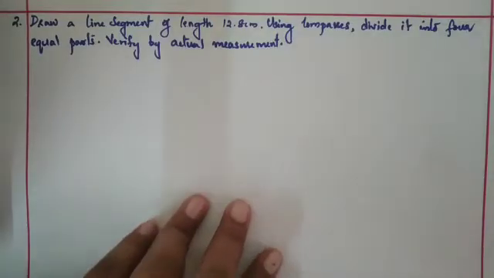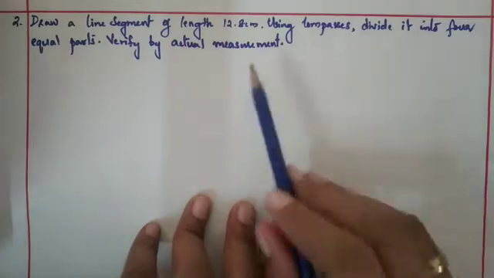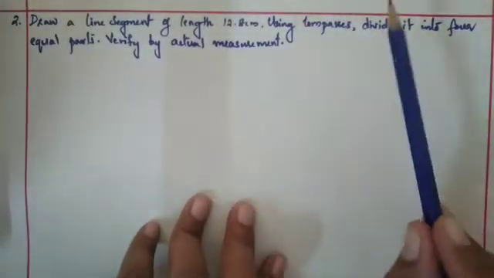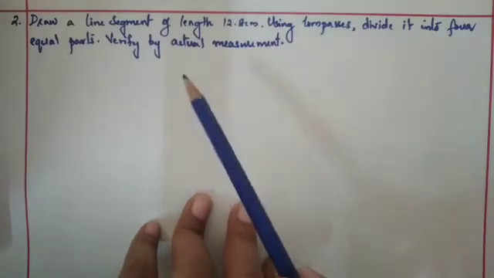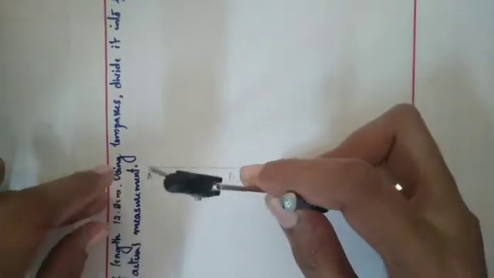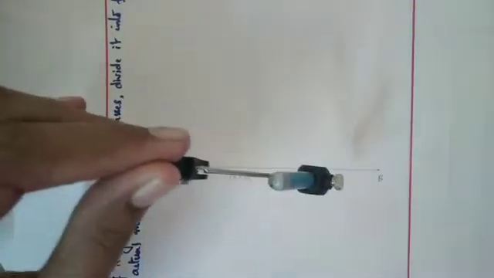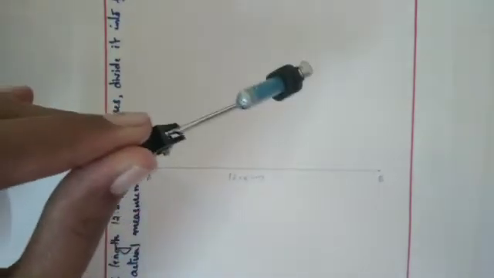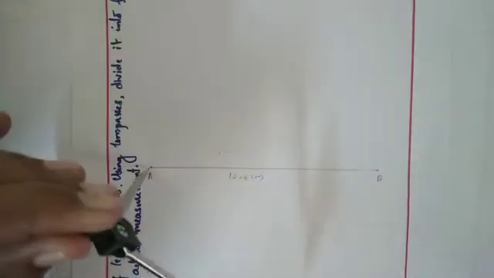Second question. Draw a line segment of length 12.8 cm. Using compasses, divide it into 4 equal parts. Verify by actual measurement. First you have to draw the line segment of length 12.8 cm, line segment AB 12.8 cm. Place the compass needle at the first point and take more than half on your compass. Draw an arc above and below the line segment.